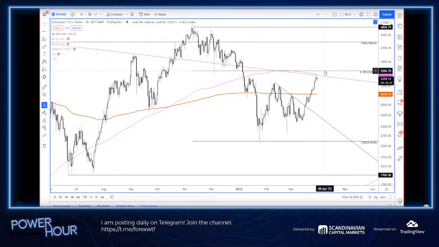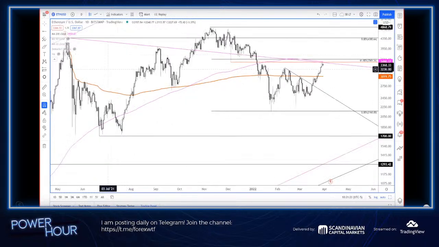But with cryptos, I'm thinking either lower now or lower after another day or two, into 49,000 for Bitcoin. All right.